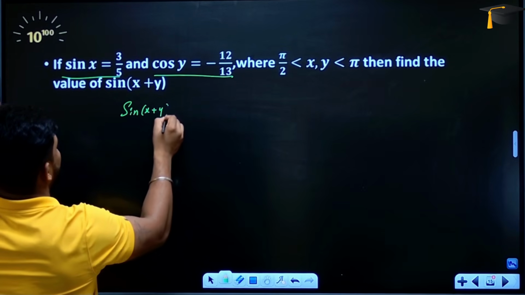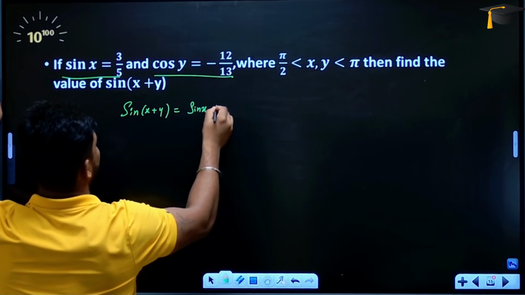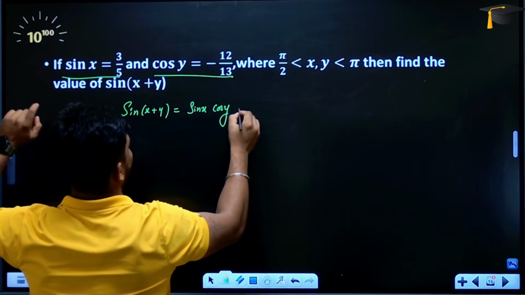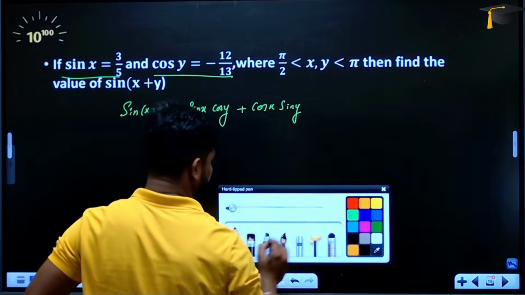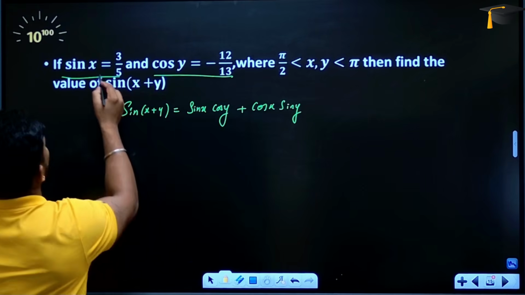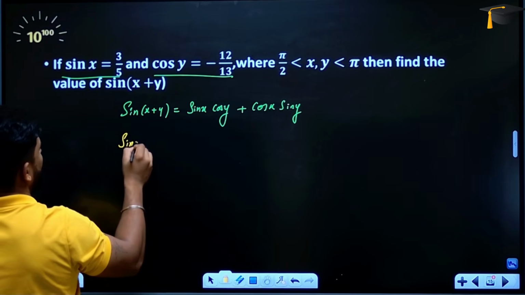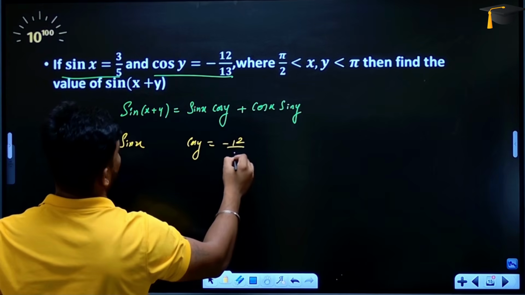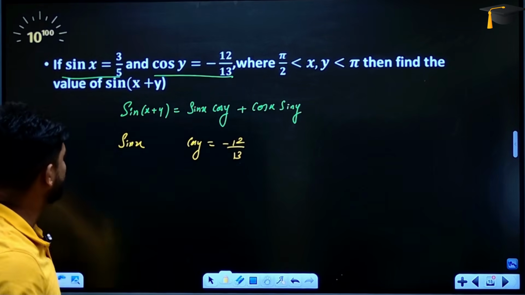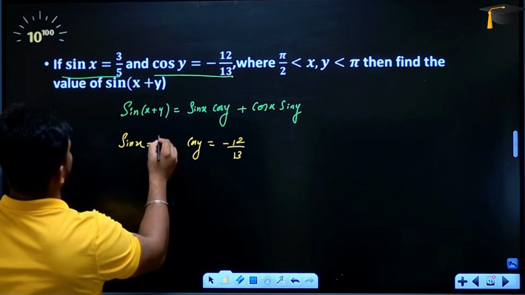Sine of x plus y is equal to sin x cos y plus cos x sin y is the formula, correct? Okay, so from this we know sin x, and we know cos y. So cos y is minus 12 by 13, right? So these two values we know. So sin x is what? Sin x is 3 by 5.